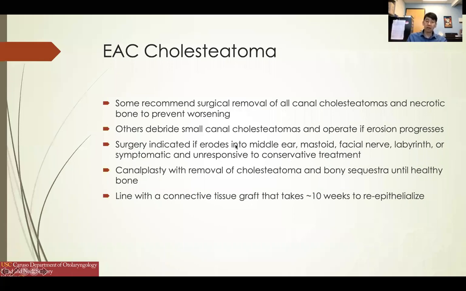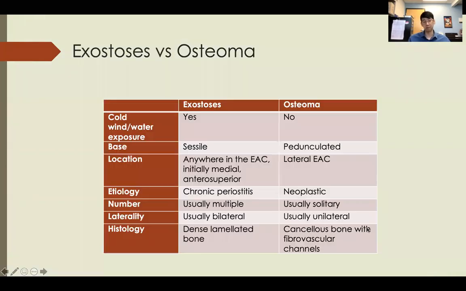Surgery is certainly indicated if there's erosion into the middle ear, into the mastoid, facial nerve, or the labyrinth, or if patients are really symptomatic and unresponsive to just conservative debridements. And surgery would entail canaloplasty with removal of cholesteatoma and bony sequestra until you get to healthy bone. And then you'd want to line the canal with connective tissue, which can take several weeks to re-epithelialize.